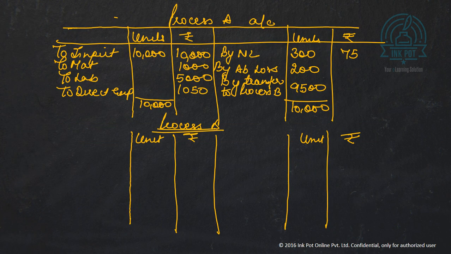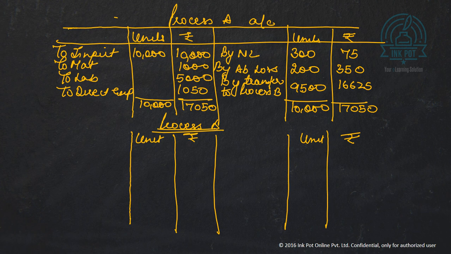So I'm writing here the value of 200 units is 350. Hope that's clear to you. We'll do it once again, right? And now the balancing figure is 16625. This is the value of 9500 units, our closing stock. So the total here is 17050, right? Now the output of this process will be transferred to process B.